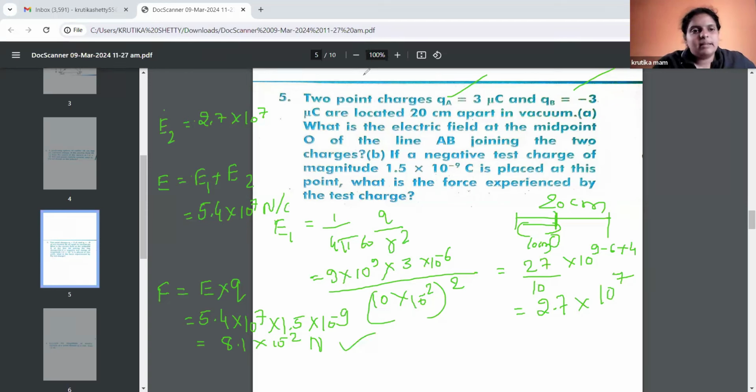Yes, everybody understood the steps? One more last question we will see if you have understood this. Ma'am, in E2 you said the value of charge is 3 only, but in the question they gave minus 3. Can't we take it as a negative value, ma'am? Negative 2.7? Yes, one second, I'll tell you.